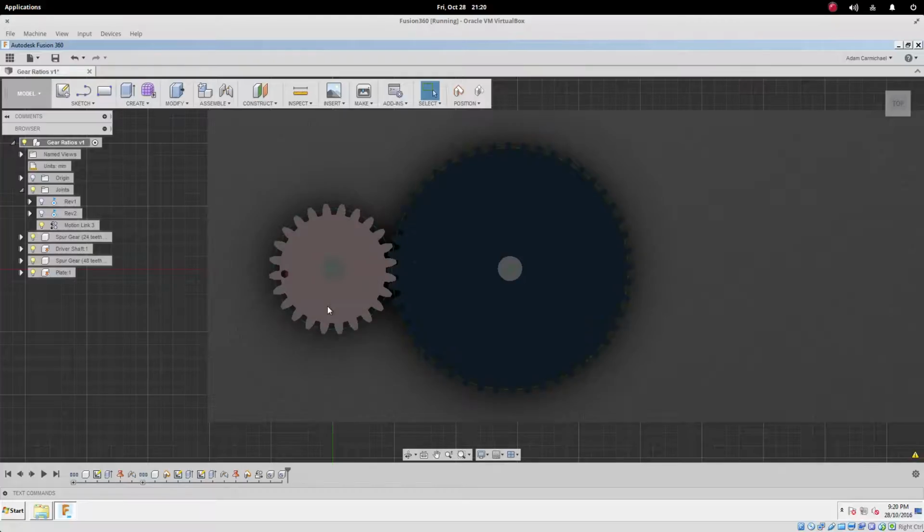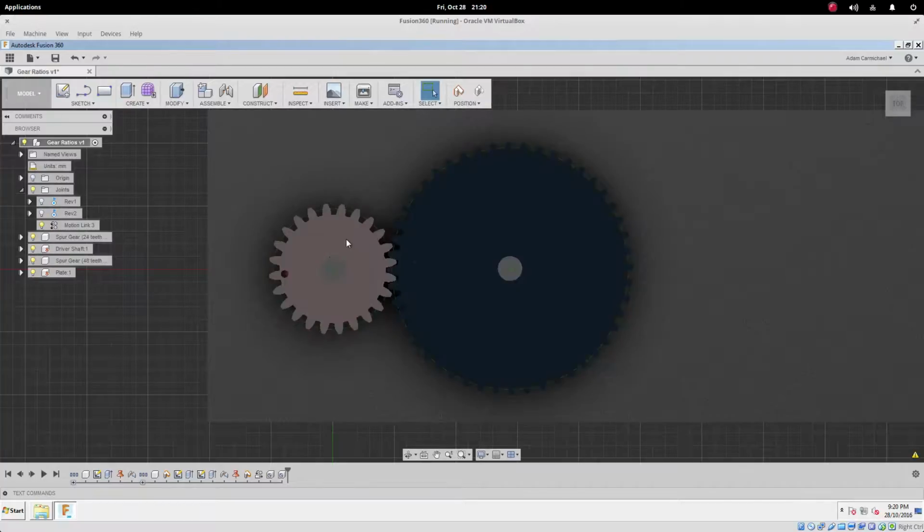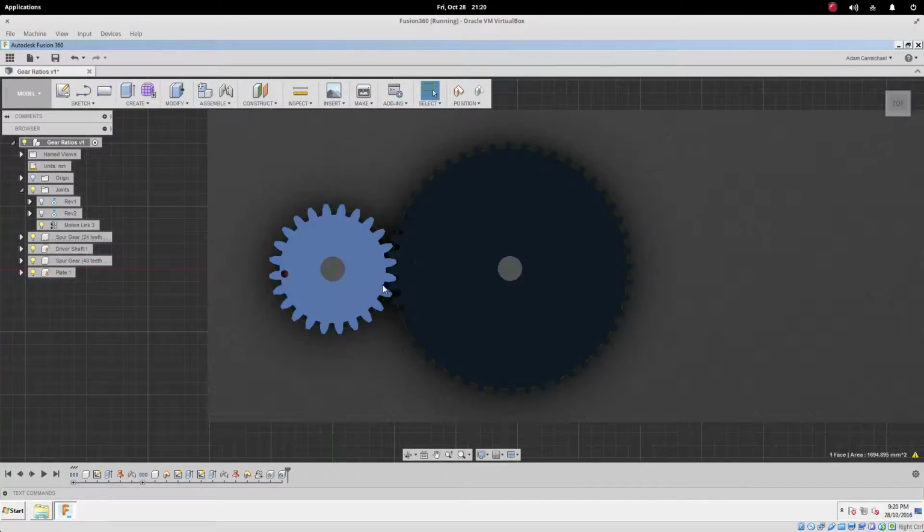And the way we can manipulate this ratio is by changing the number of teeth in the gears. So if the red gear were 12 and the blue were still 48, it would actually become a 4 to 1 ratio, so we'd have to crank the red gear 4 times around.